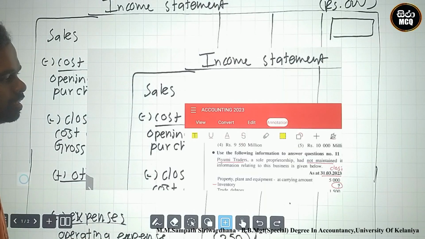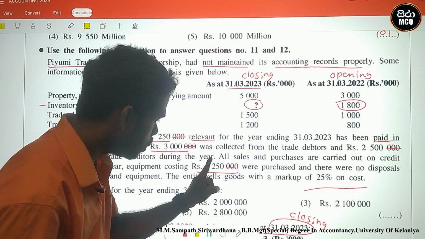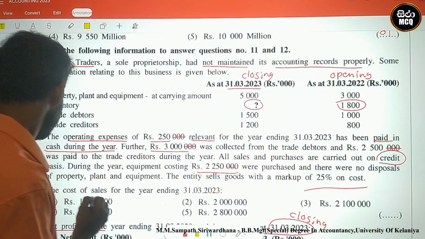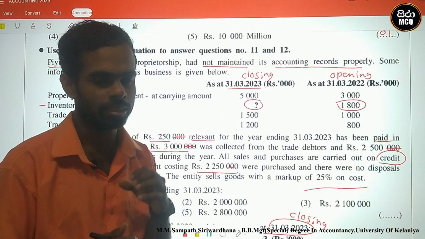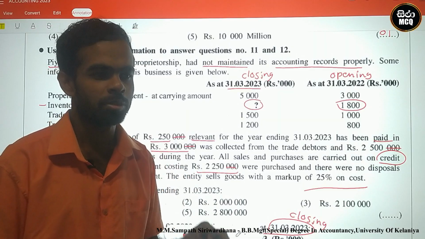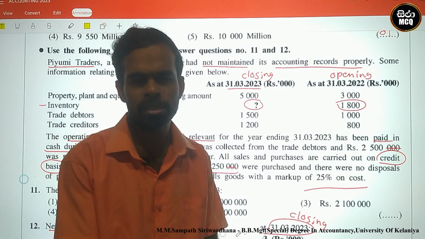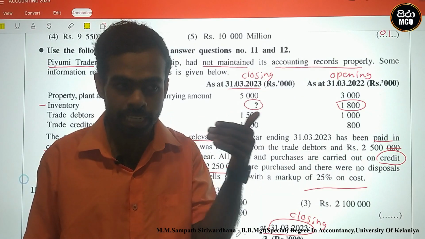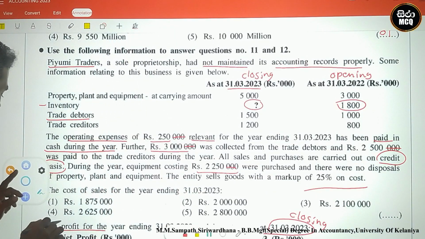They said that all sales and purchases are carried out on credit basis. Therefore, you can imagine that all sales are credit sales. We must identify the credit sales. What is the double entry? Credit sales: sales credit, trade debtors debit. Therefore, trade debtors are there, and we can find sales using this.